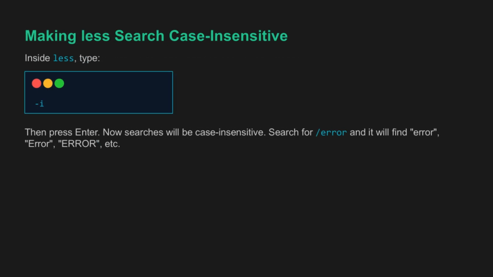To make less search case insensitive, the I flag in this case doesn't mean the same thing as we've used it for before. Inside less, type the lowercase I flag and press enter, and now your searches will be case insensitive. So if you're looking for error, and sometimes it's capitalized and sometimes it isn't, then you can still find it by just searching error all lowercase.